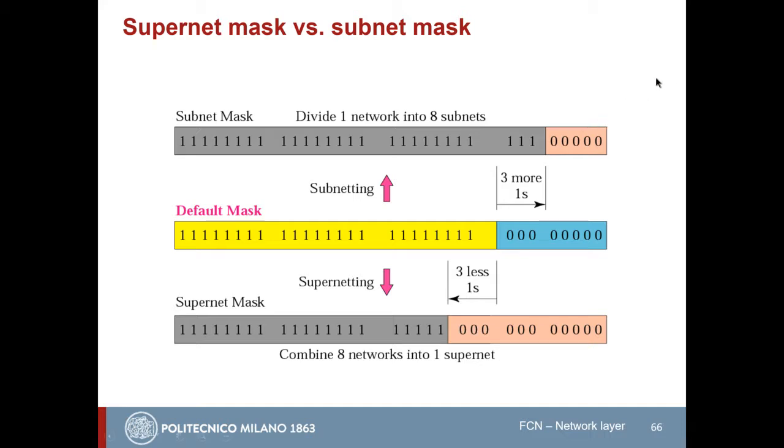This is another example of supernetting. Here we are decreasing the net mask by 3 bits, and you can see also the reverse or opposite operation, which is subnetting, increasing the net mask by 3 bits. So when you are decreasing the net mask by 3 bits, it means that you can aggregate 8 consecutive contiguous blocks.